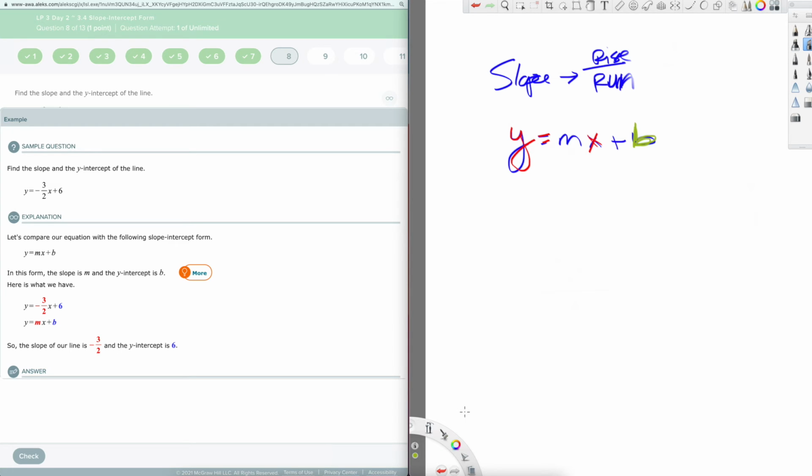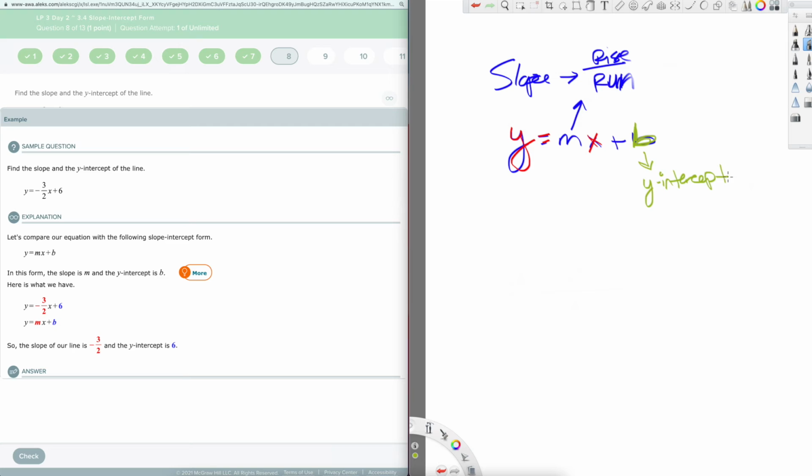Sorry, I'm being all sloppy here. So m stands for our slope. That's the variable we use for slope. So we already know slope represents rise over run. And b, that's the new term here. This is our y-intercept, the thing we just dealt with, where it crosses the y-axis. So we have our two pieces.